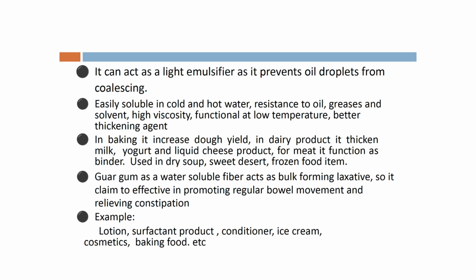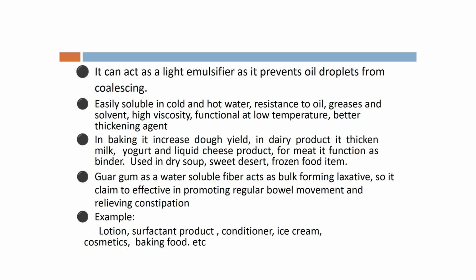In meat products, it acts as a binder. It's also used in dry soups, sweet desserts, and frozen food items. As a water-soluble fiber, guar gum acts as a bulk-forming laxative, so it's effective in promoting regular bowel movement and relieving constipation. You can find it in lotions, surfactant products, conditioners, ice cream, cosmetics, and baked goods.